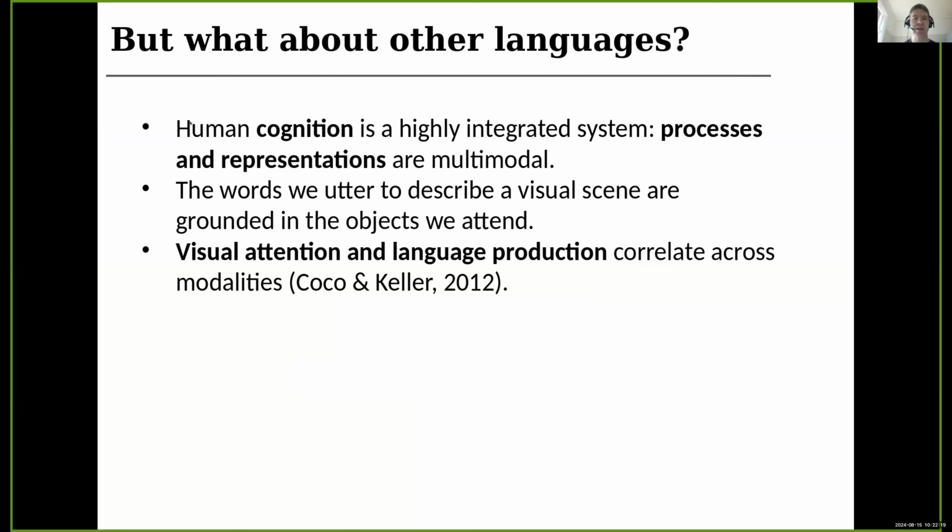Just to sum it up quickly, we have argued that human cognition is an integrated system. Processes and representations are both multimodal. And in particular, there's this effect of grounding. So if we describe a visual scene, then the objects that we attend are grounded, the words that we utter are grounded in the objects we attend. And evidence for this is this correlation that we've just seen on the previous slide. Visual attention in terms of scan pattern and language production in terms of sentences correlate across those two modalities.